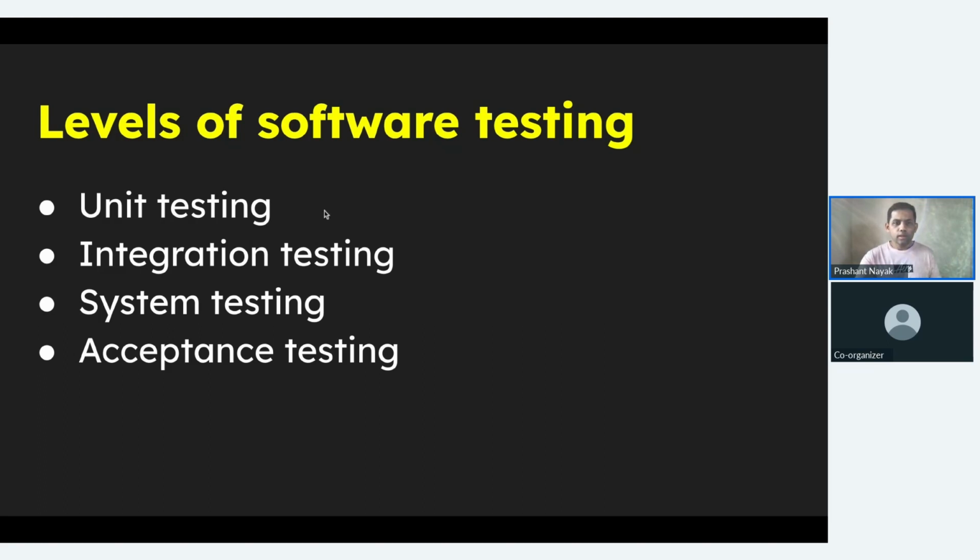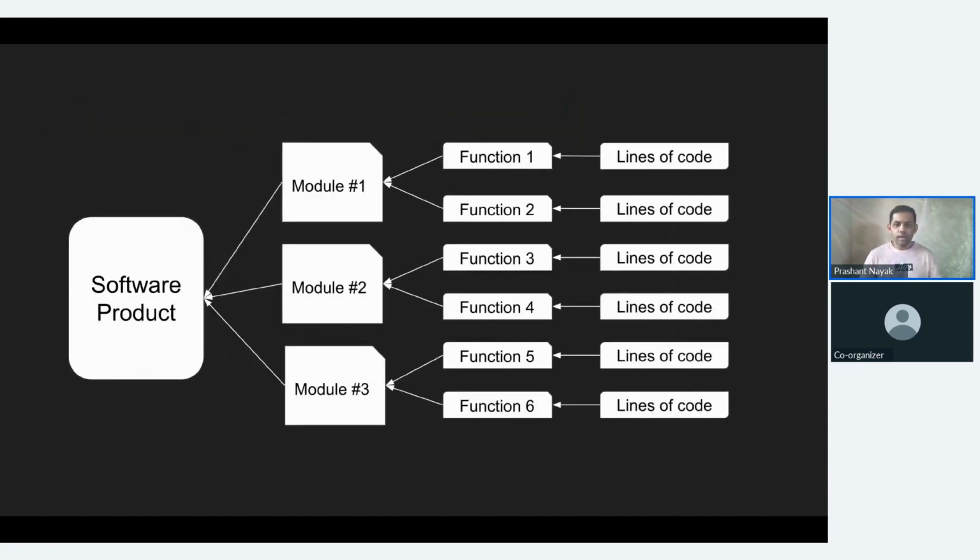Okay, so let's talk about levels of software testing. There are four levels of software testing: unit testing, integration testing, system testing, and acceptance testing. So let's talk about unit testing in detail with the help of an example.